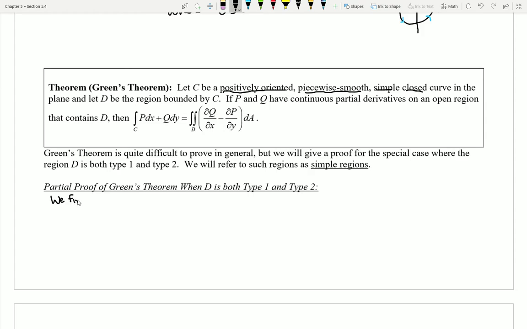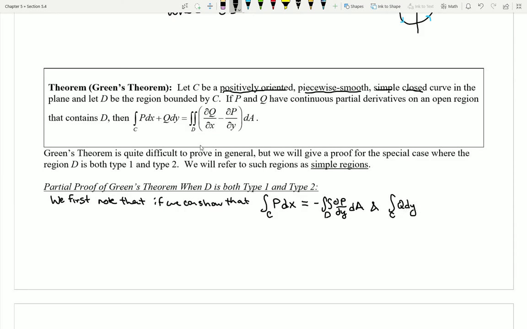We first note that if we can show that my integral over C of P dx, so that's just part of this line integral, is equal to negative double integral over D of the partial of P with respect to y, and if I was able to show that my line integral with the Q, that second part over there, is equivalent to a double integral of the partial of Q with respect to x, if I was able to show that these things are equal, then I can definitely reach this conclusion pretty simply.